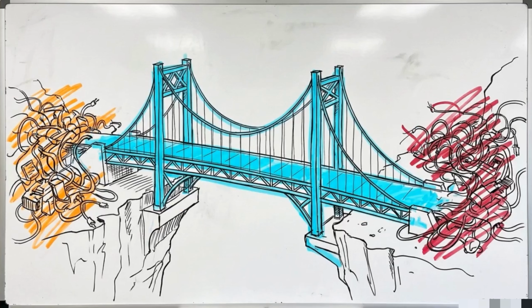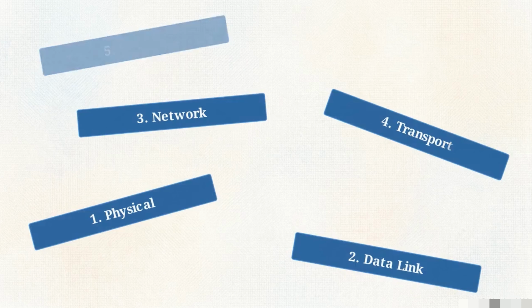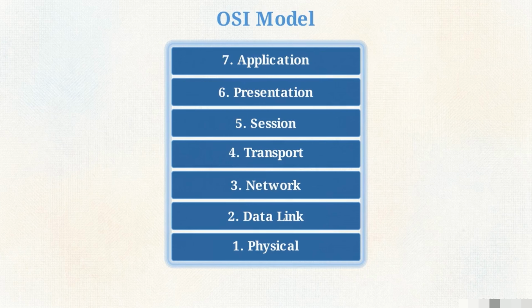To bridge this gap, the International Standards Organization, a multinational body established in 1947 to solve global communication barriers, stepped in. By the late 70s, they introduced a framework designed to force worldwide agreement on digital communication, the Open Systems Interconnection, or OSI Model. This is the architectural blueprint for networking. By dividing the complex process of communication into 7 specialized layers, the OSI model establishes the framework for global computer compatibility.